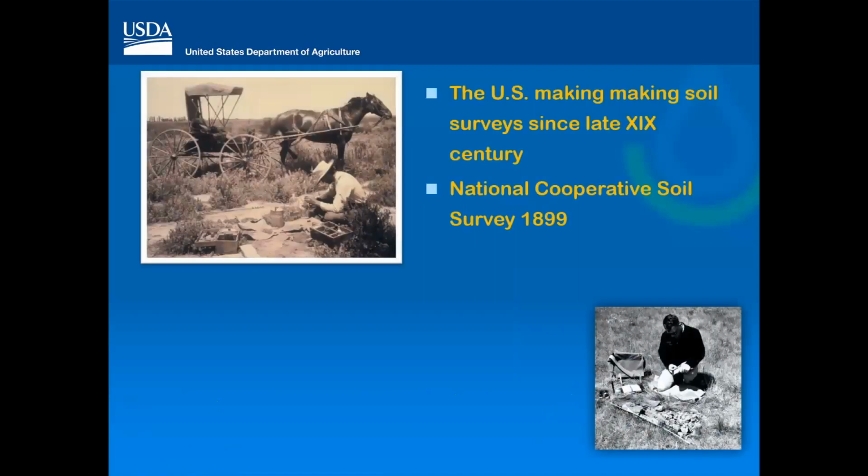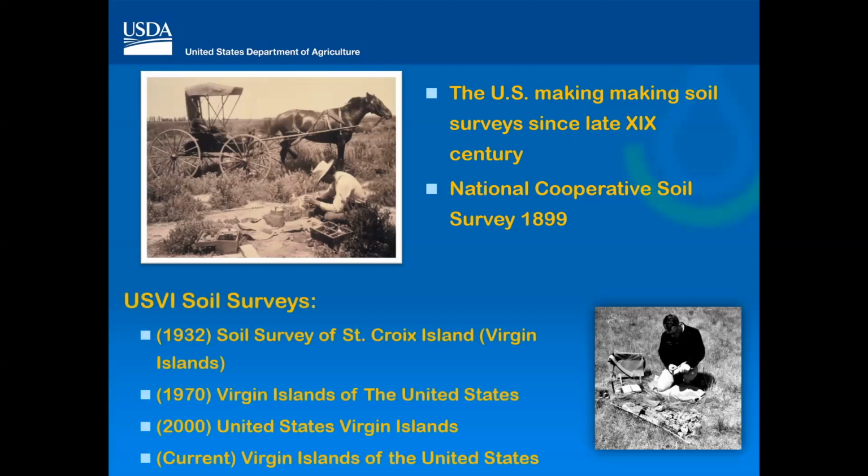Now, in terms of soil surveys, they have been made since the late 1800s. The National Cooperative Soil Survey started in 1899. Just as an example, to give you an idea, for Puerto Rico the first soil survey was published in 1902. But in the case of the U.S. Virgin Islands, it was the Reconnaissance Soil Survey for the St. Croix Island that was published in 1932.